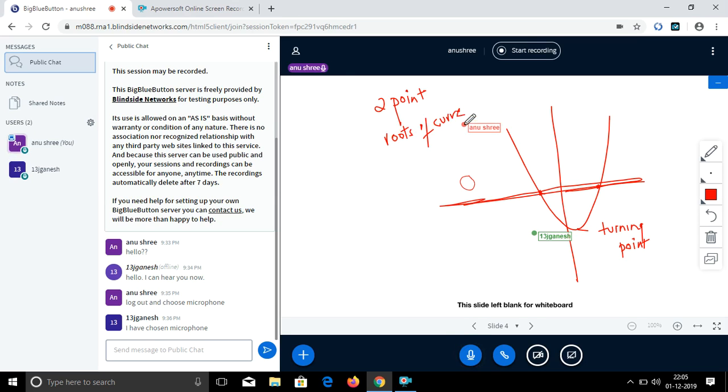Is this clear? Roots what? Roots of the curve, or roots of... Oh, quadratic. Roots of. Yes, roots.